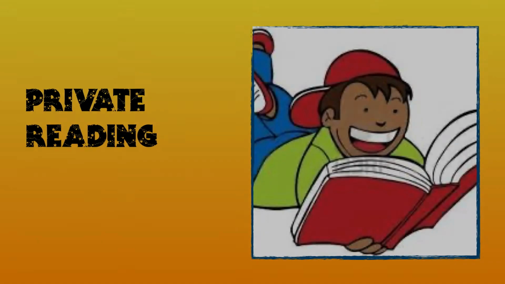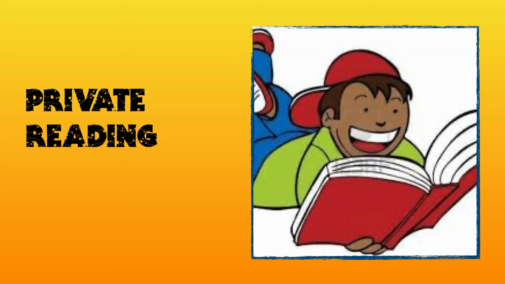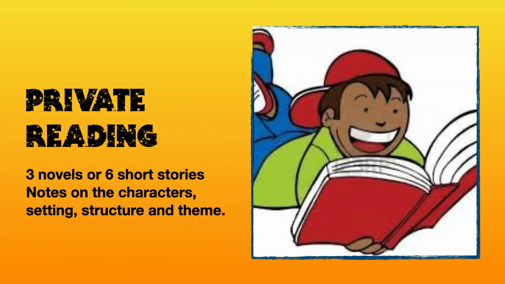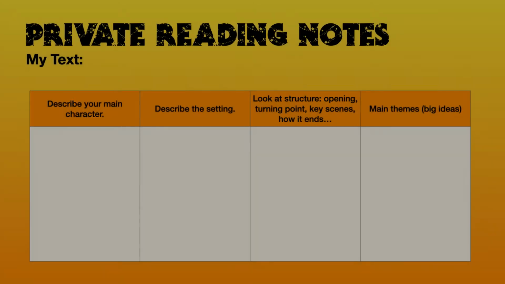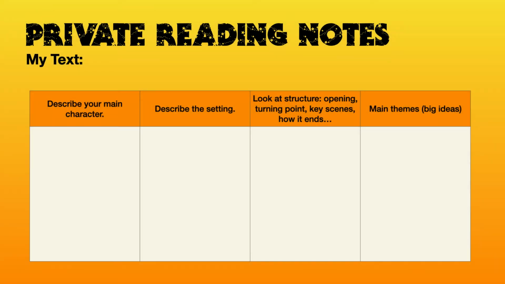Let's move on then to our private reading project, and as a reminder, by the 5th of February you need to have read 3 novels or 6 short stories, and you need to make notes on the character, setting, structure and theme. Once again, you will have notes that probably look like this, however some people's OneNotes might look slightly different, and you need to spend the next 20 minutes updating your notes and continuing on with your reading. Remember, this is not the only time throughout the week that you should be reading. You should be reading every single day. So pause the video and complete your private reading.